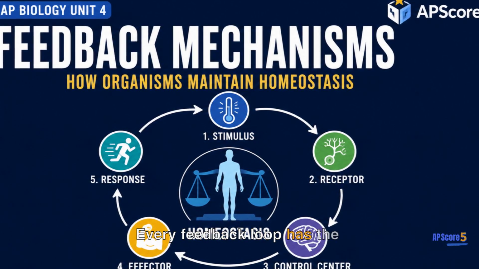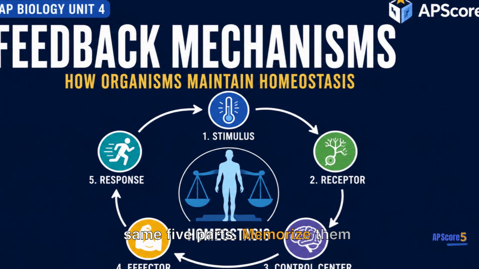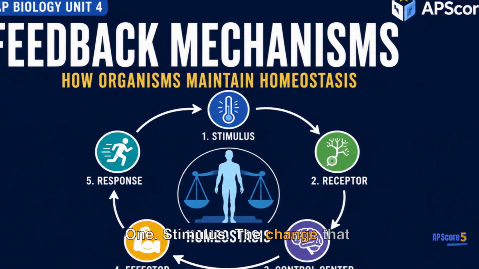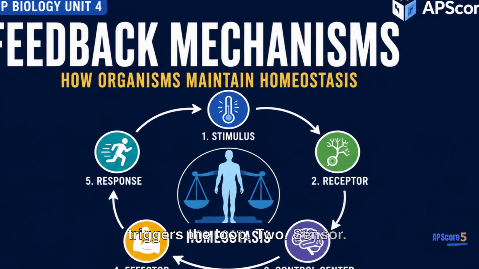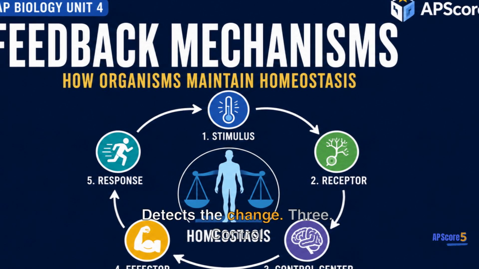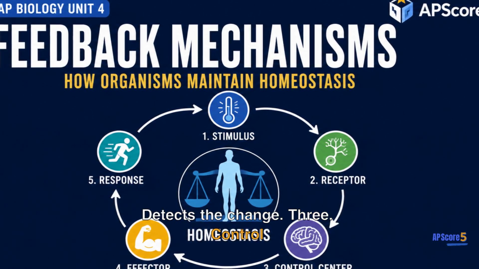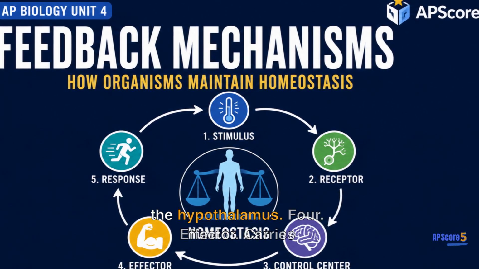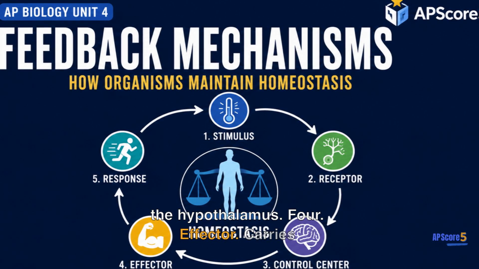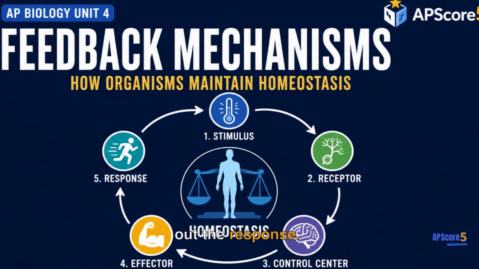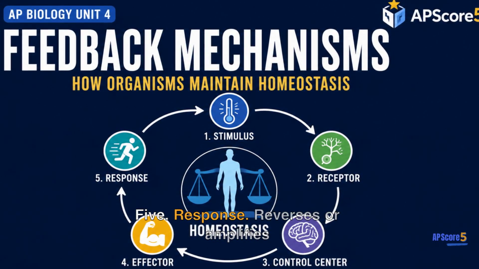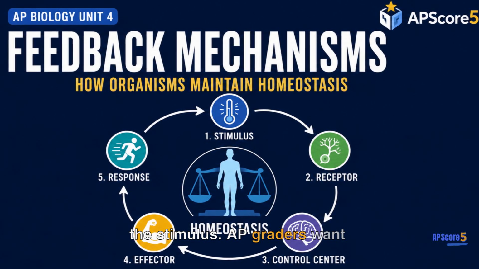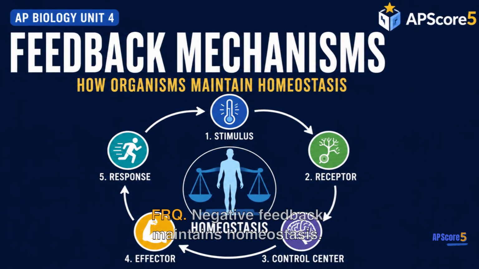Every feedback loop has the same 5 parts. Memorize them in order. 1. Stimulus, the change that triggers the loop. 2. Sensor, detects the change. 3. Control center, processes the information, often the hypothalamus. 4. Effector, carries out the response. 5. Response, reverses or amplifies the stimulus. AP graders want all 5 named on every FRQ.